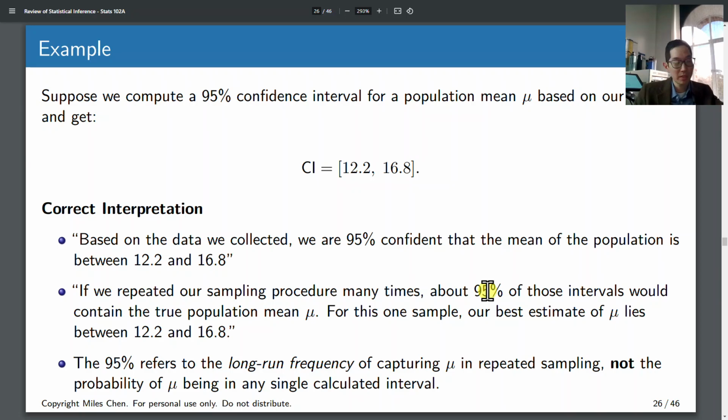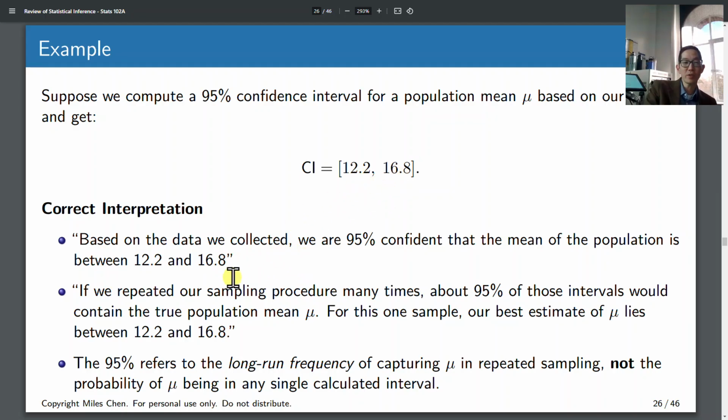Let's say, just making up something, I make a 95% confidence interval for the population mean mu based on our sample, and let's say our confidence interval is 12.2 to 16.8. The correct interpretation is something along these lines: based on the data we collected, we are 95% confident that the mean of the population is between 12.2 and 16.8.